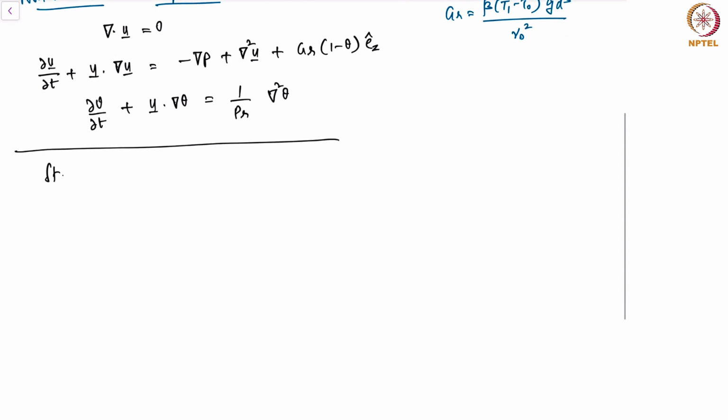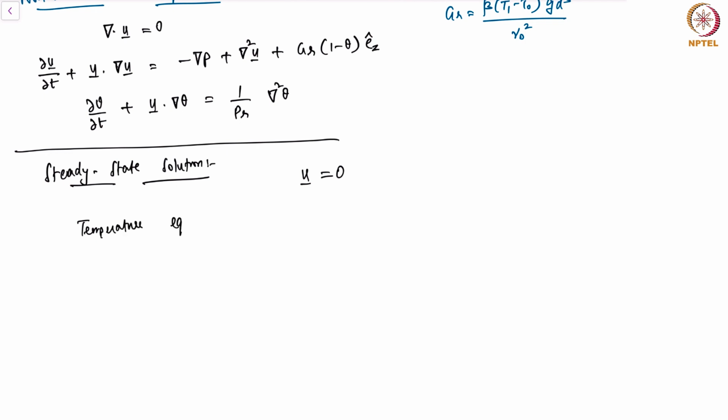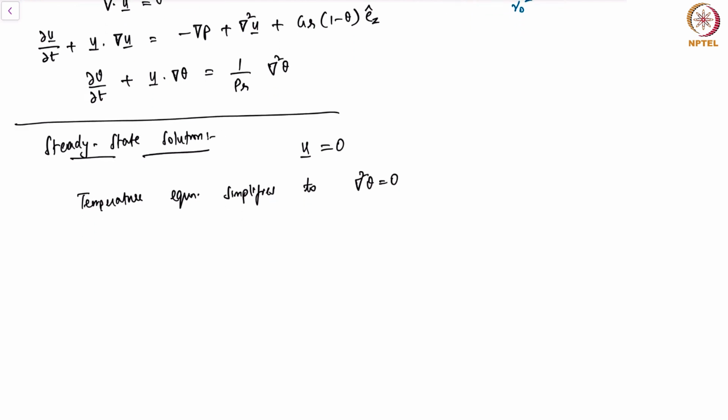So what we are now looking for is a steady state solution. This would happen when there is no motion at all in the flow. The velocity field is 0. And if you look at the temperature equation, it simplifies to del square of theta is 0. Further, there are no variations in x or y. All the variations will be in z, and therefore this essentially becomes d square theta by dz square is 0.